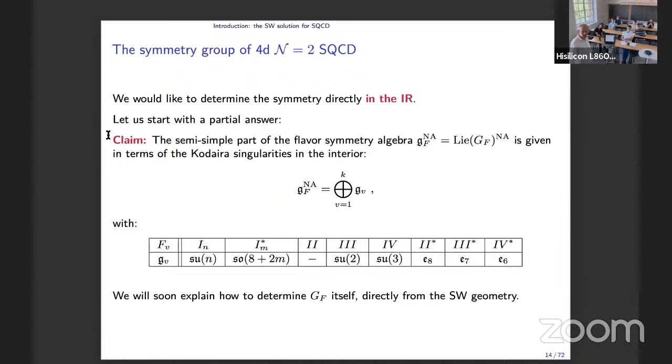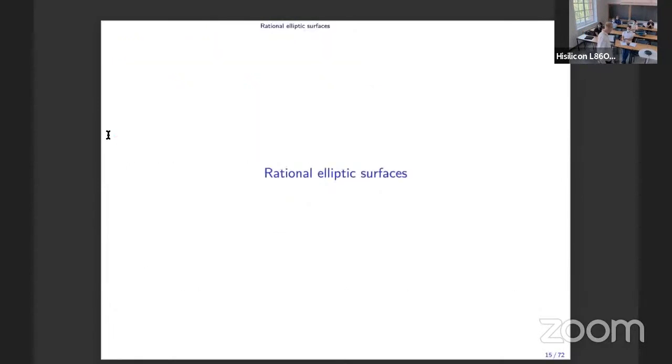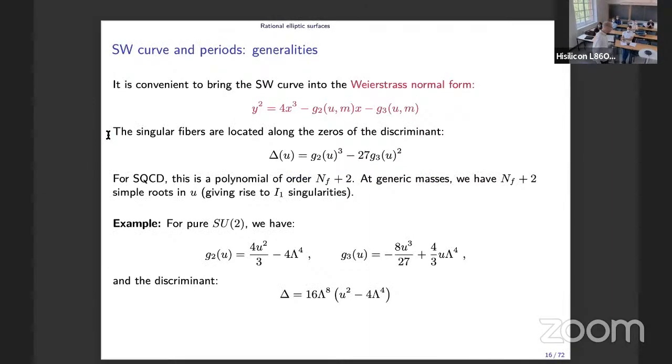So II, III, IV: II has no flavor symmetry, III and IV have SU(2) and SU(3) respectively, and most excitingly, II star is E8, III star is E7, IV star is E6. That's just a claim that we'll justify by the end of the talk, hopefully through string theory. Any question about this setup?